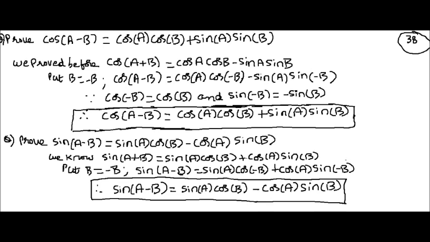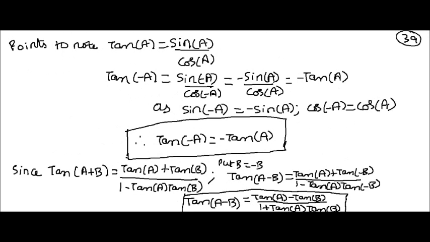Similarly, sin a cos b minus cos a sin b, if we need to prove that it is equal to sin(a − b), we know sin(a + b) is sin a cos b plus cos a sin b. Again, if we put b equal to minus b in the above equation, we have sin(a − b) equals sin a cos of minus b plus cos a sin of minus b. Again, we know cos of minus b is cos b, sin of minus b is minus sin b. If you substitute that, we have sin(a − b) is equal to sin a cos b minus cos a sin b.